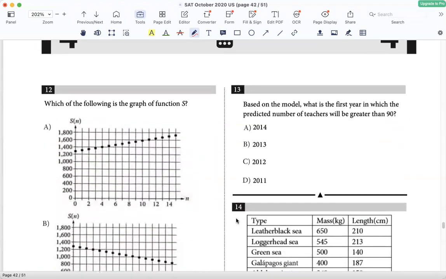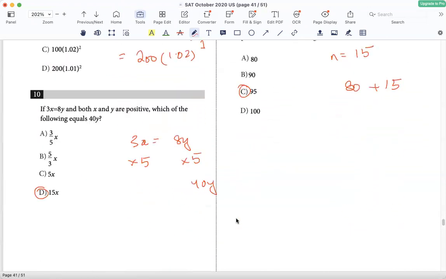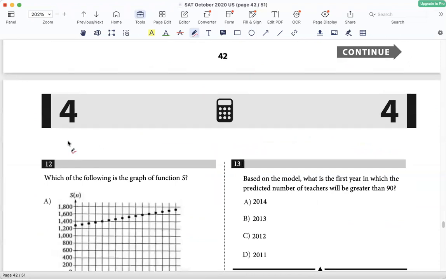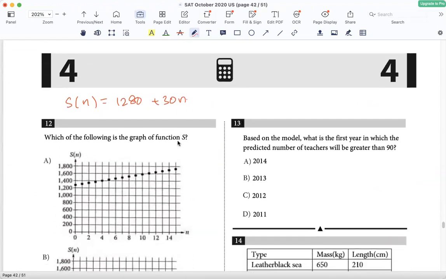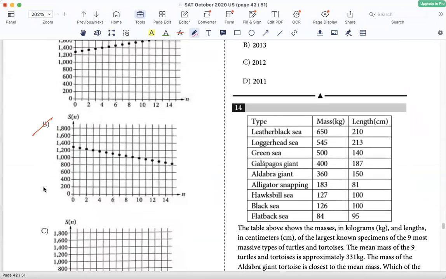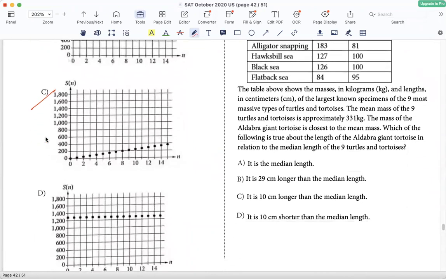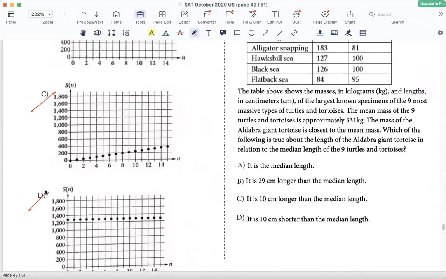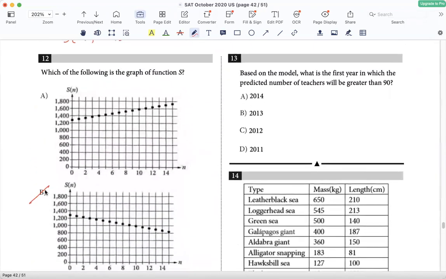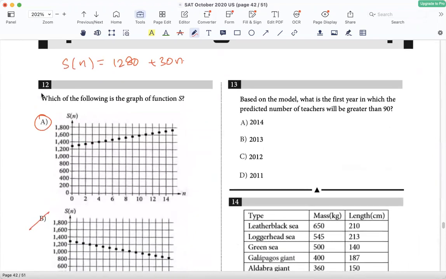Which of the following is the graph of function s? So Sn is 1280 plus 30n. So yeah, it's a positive slope, so it can't be P. The y-intercept is 1280. Yeah, so it has to be option A. Y-intercept is 1280 and a slope of 30, so it's a rising line.